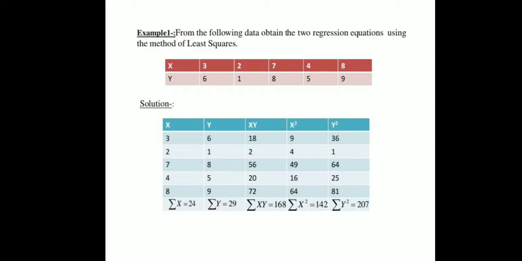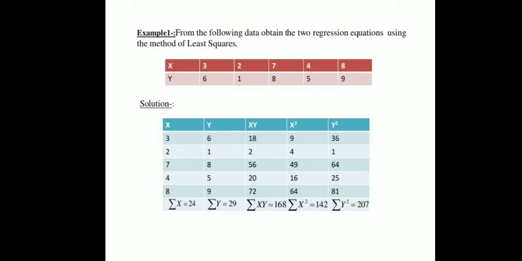Let us start with the first, the direct method of least squares. The columns are x, y, xy, x squared, y squared. For xy, 3 into 6 is 18, 2 into 1 is 2, 7 into 8 is 56, and so on for the other values. For x squared, 3 squared is 9, 2 squared is 4, 7 squared is 49, and so on.